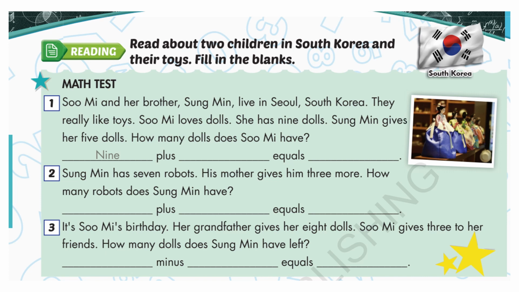Sung-min has 7 robots. His mother gives him 3 more. How many robots does Sung-min have? So our math here is 7 plus 3 equals, so let's put the answer in there. 7 plus 3 equals, who got 10?